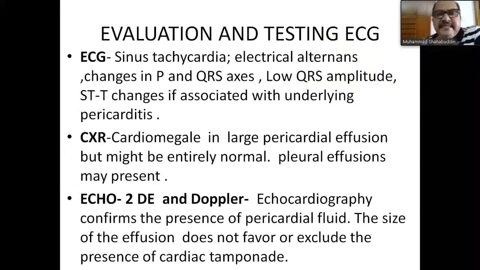On ECG there is sinus tachycardia, electrical alternans, change of P wave and axis, low voltage ECG, and ST changes if associated with underlying pericarditis. There are four stages of pericarditis changes in ECG that you may have encountered in this situation. On X-ray, there is cardiomegaly in large pericardial effusion, but it is entirely normal if the fluid is minimal or moderate. Pleural fluid may be present. 2D echocardiogram and Doppler: echocardiogram confirms the presence of pericardial effusion, and the size of the effusion does not favor or exclude the presence of cardiac tamponade.